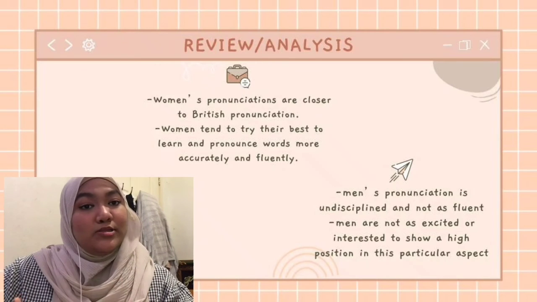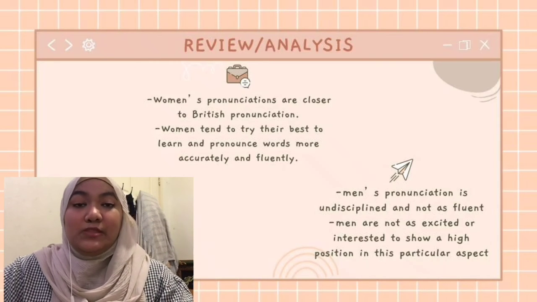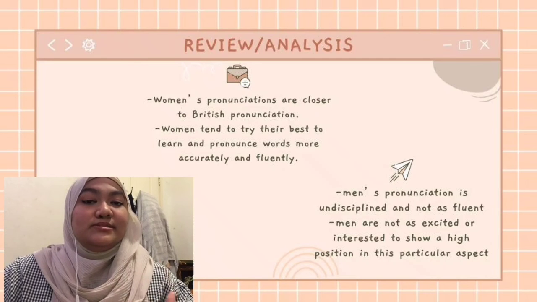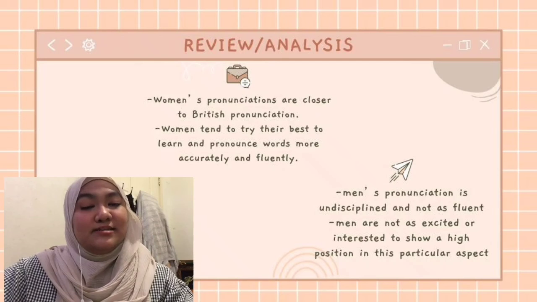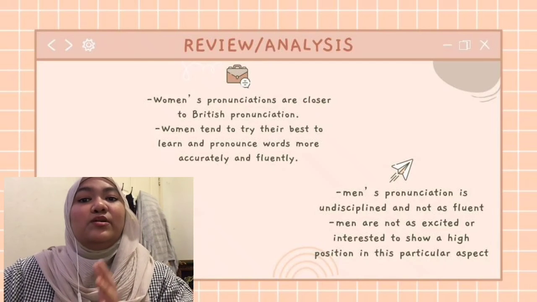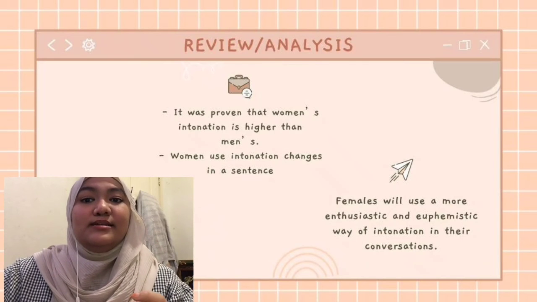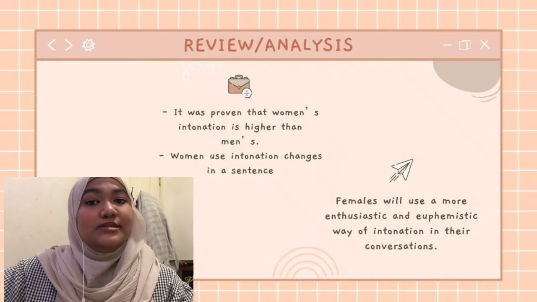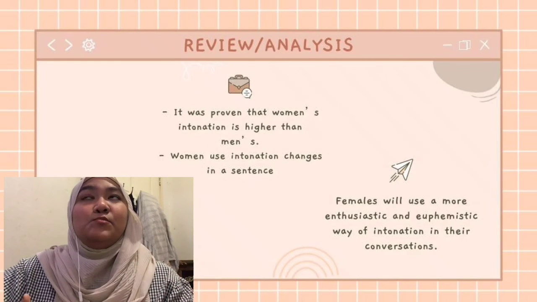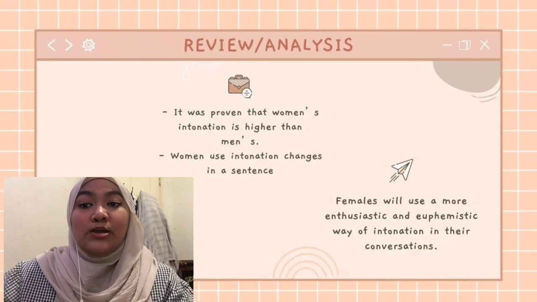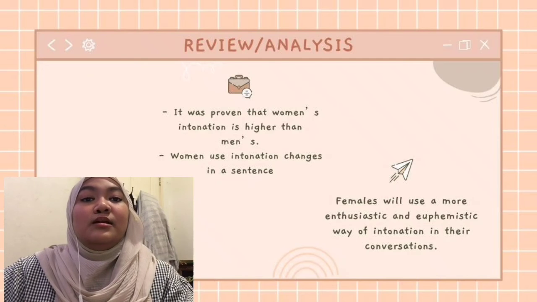While pronunciation is an important aspect in the significance of different gender languages, Jinyu, the author, has also touched on the notable features in the usage of intonation between genders. The author mentioned an experiment in the Chinese Academy of Sciences to test the intonation value of the male and female gender. It was proven that the woman's intonation is higher than men's. Women use intonation changes in a sentence, which means that in one sentence, their intonation will most likely change from one to another. Female will use a more enthusiastic and euphemistic way of intonation in their communications.